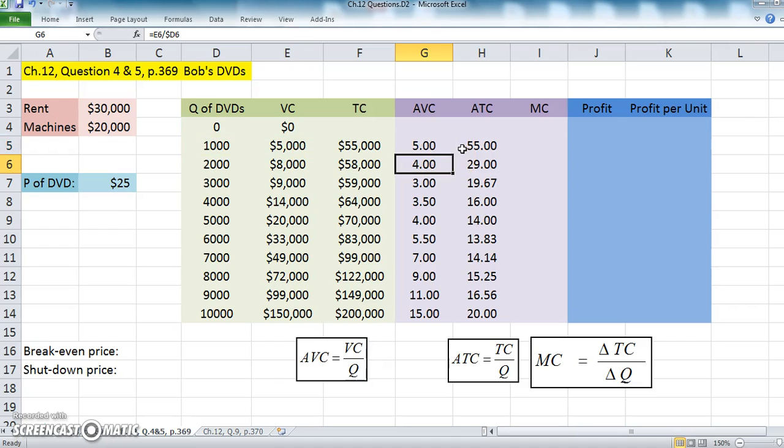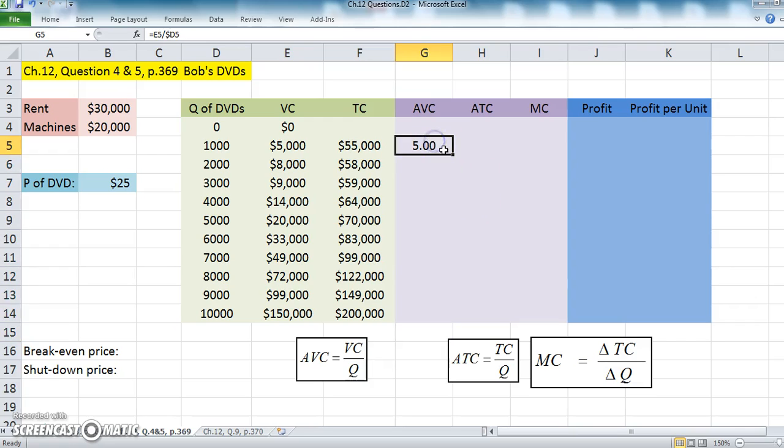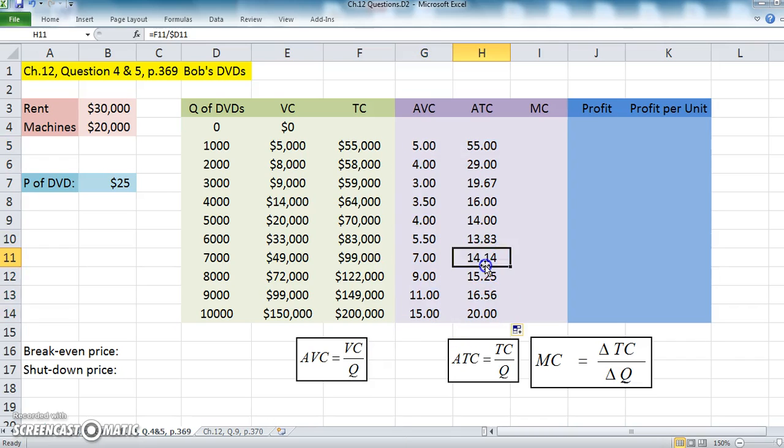for the AVC, just to repeat that, once I do the calculation for the AVC, telling Excel to keep on using the D column, I can drag that down and then drag this across, and then it does the calculations for ATC based on just that equation I used for AVC.